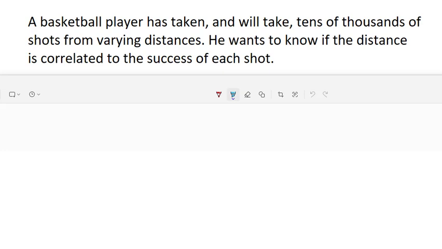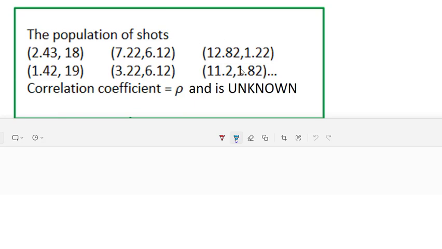Now, he wants to know if the distance to the basket is correlated to the success of each shot. Surely it is. If you're closer, surely that will raise your chances. So what we're going to do is imagine he's taken 20 shots from every possible distance and angle, hundreds of thousands of experiments. Just imagine he did that. What would we get? We would get a population.